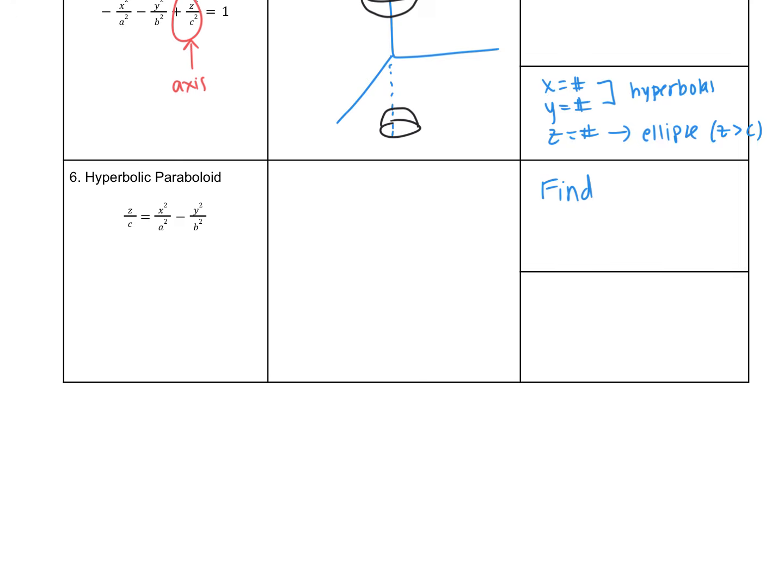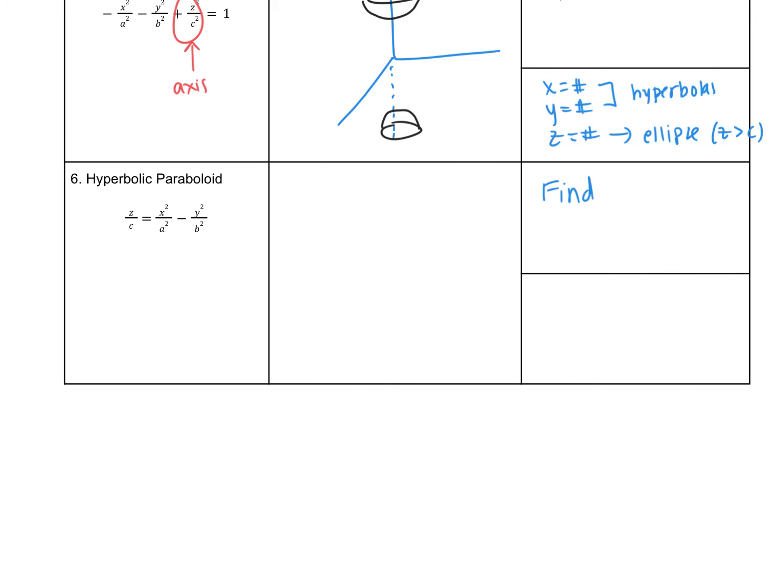So then last one is called a hyperbolic paraboloid. So looking at traces, x and y equal to some number give us a parabola. Z is equal to some number gives us a hyperbola. Okay, I'm going to tell you right now, this is the hardest one for me to draw, so don't have super high expectations.